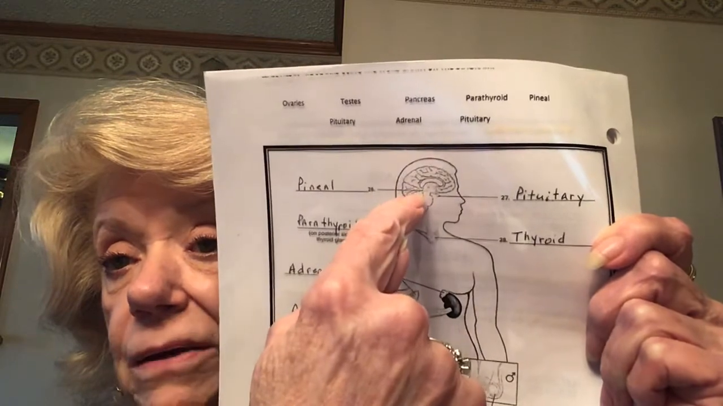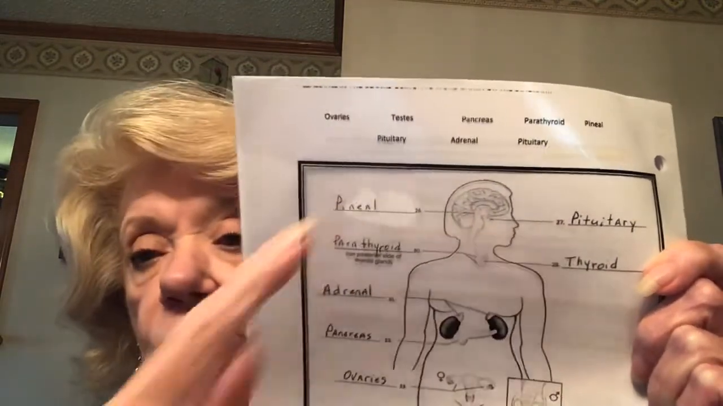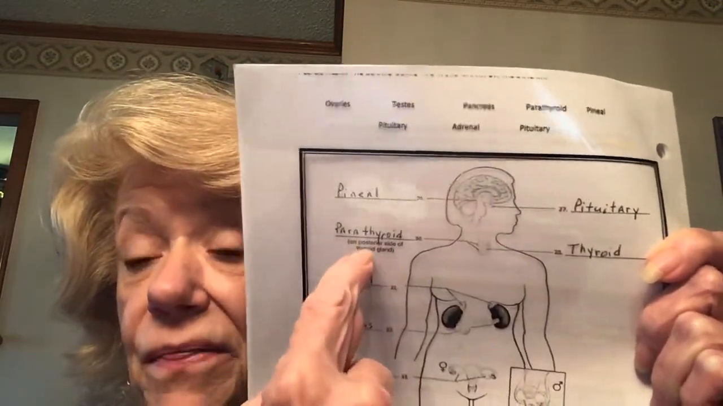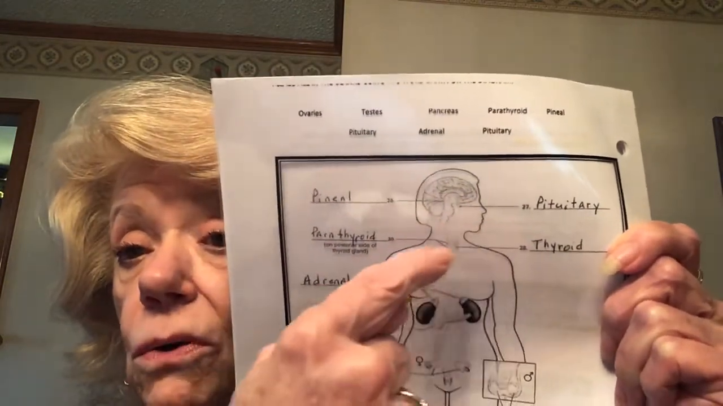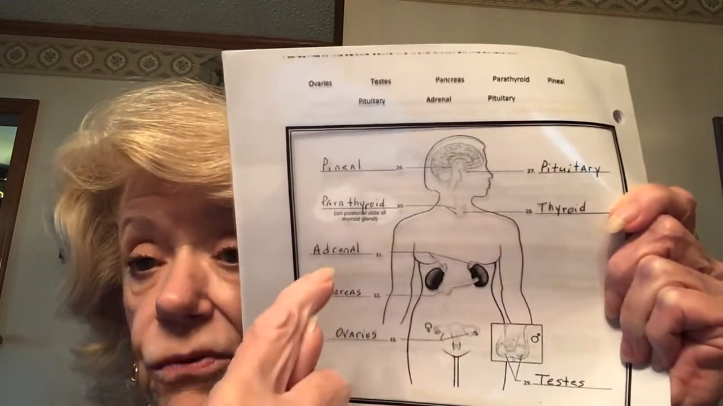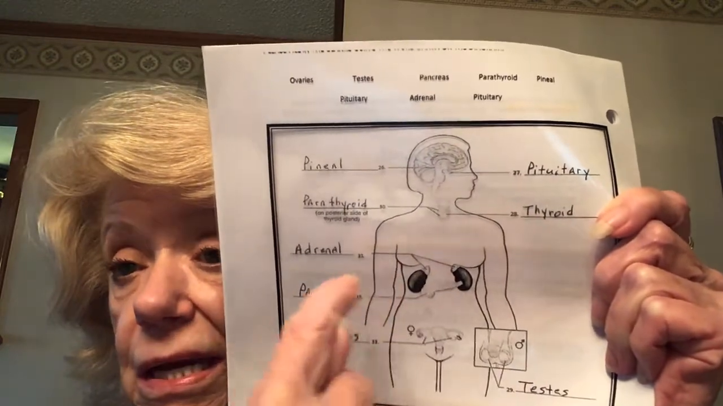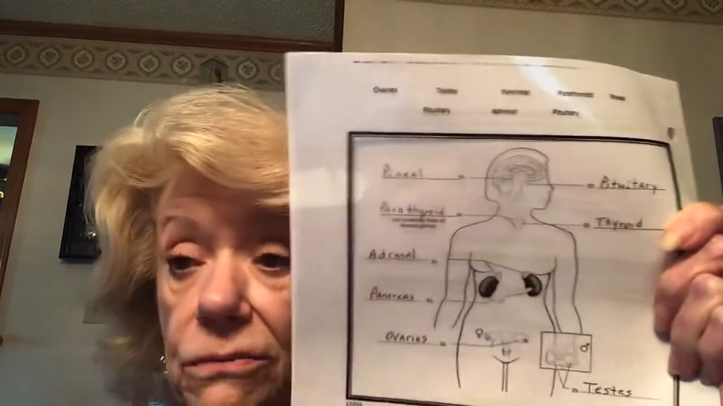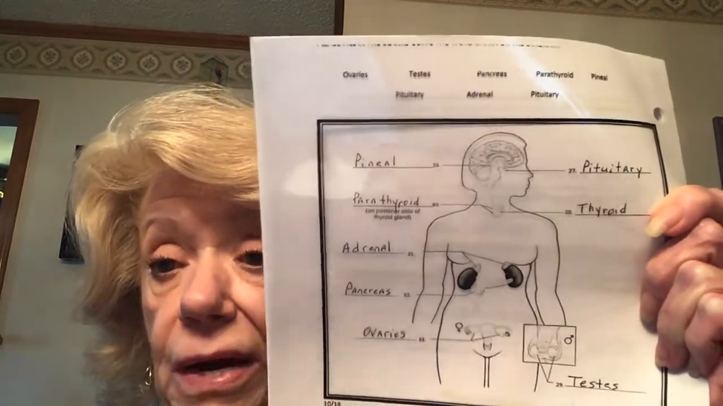This part right here is called the pineal gland. And what it provides, and this is all in the notes, it provides melatonin at night so you can go to sleep. This is the parathyroid gland. You have four of them, two on each side of the thyroid. And this controls calcium and phosphorus. Adrenal glands, one on top of each kidney, and they produce cortisone, which are steroids, all right? And cortisone is used to treat arthritis.